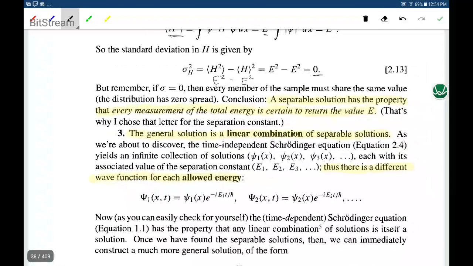So that means there's no deviation in our expectation value for our Hamiltonian, i.e. every time we measure the Hamiltonian, we're going to get the same energy. So the conclusion here is that the separable solution has the property that every measurement of total energy, that's what the Hamiltonian is, returns the same value for energy. And that's why he chose E for that.